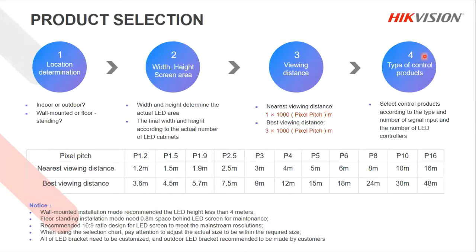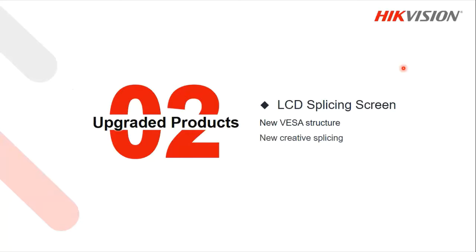And then the last one: select the type of control products. After we've determined all these previous criteria, we need to know what kind of control we need, and this obviously includes input and output signal types. How many LED controllers do we need? Do we need a video wall controller? And so on. So you determine this part here. This is basically the flow of how you determine which type of monitor system you're going to need for your configuration.